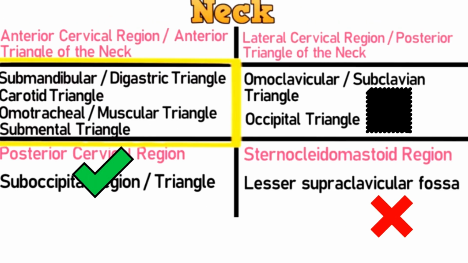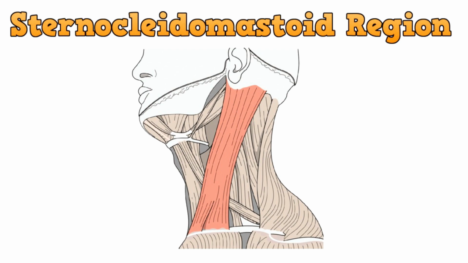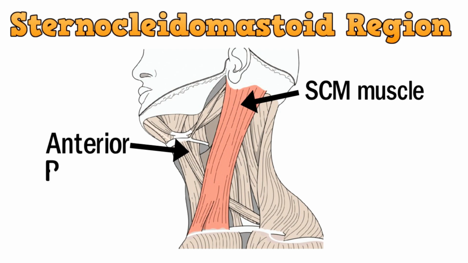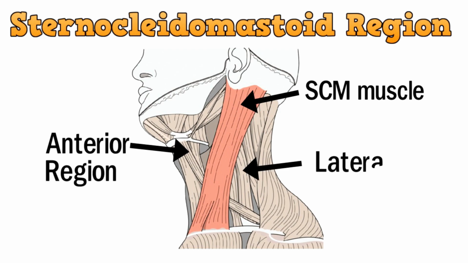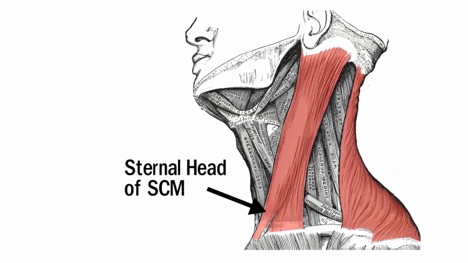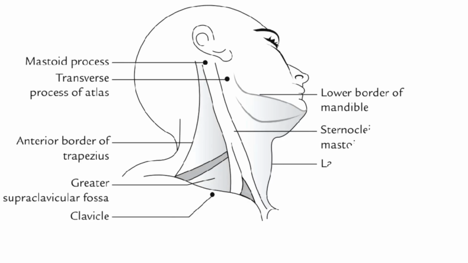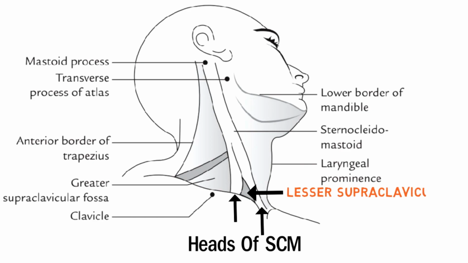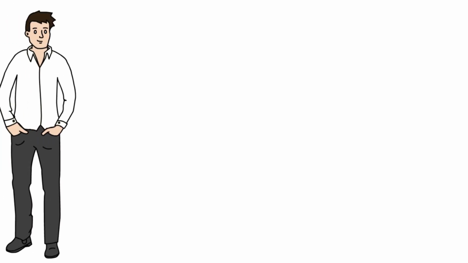With this, we have completed the posterior triangle of the neck, and we move on to the last part, that is the sternocleidomastoid region. It is a key muscular landmark in the neck because it visibly divides each side of the neck into anterior and lateral cervical regions. The sternocleidomastoid muscle has two heads. The rounded tendon of the sternal head, which attaches to the manubrium, and the thick fleshy clavicular head, which attaches to the superior surface of the medial third of the clavicle. These two heads are separated inferiorly by a space visible superficially as a small triangular depression called the lesser supraclavicular fossa. With this, we have completed all the triangles of the neck.